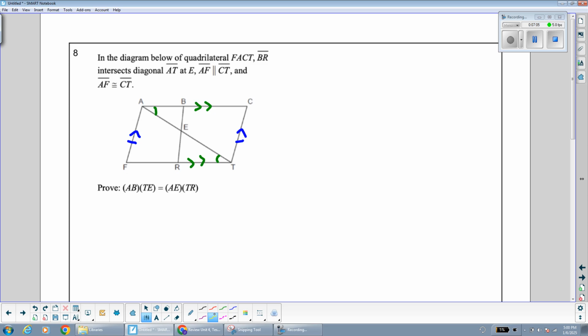And I know I need those alternate interior angles because if I look at the proof statement, we have AB, we have TE, we have AE, and we have TR. So these are our two triangles that we're focusing on. In addition to the alternate interior angles, the only other thing we need is the vertical angles. And then we have triangles are similar due to AA.